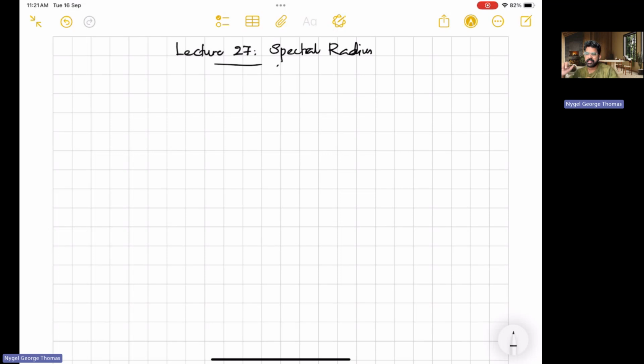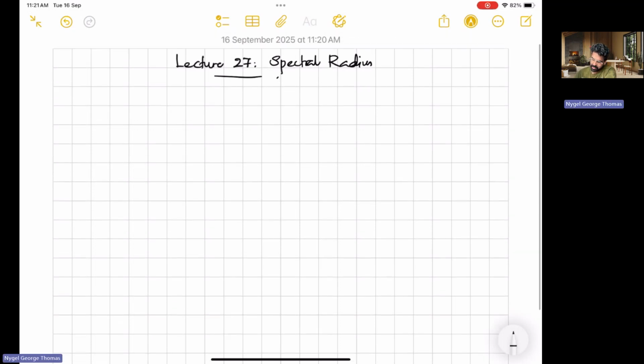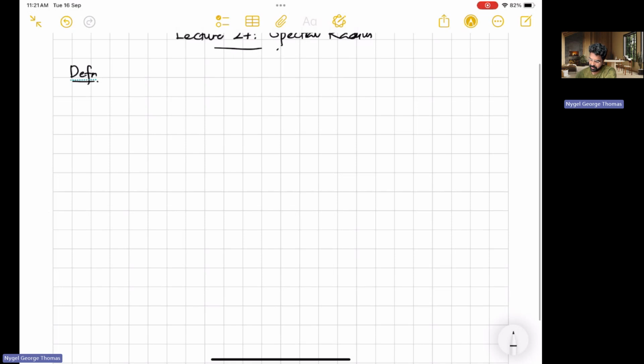Now let's look at another very important concept, which is known as the spectral radius of a matrix. Initially, let's try to define what is a spectral norm. Sorry, the spectral radius. Note that this is different from the spectral norm. Don't confuse them. The spectral radius is normally denoted as rho of A of a matrix.